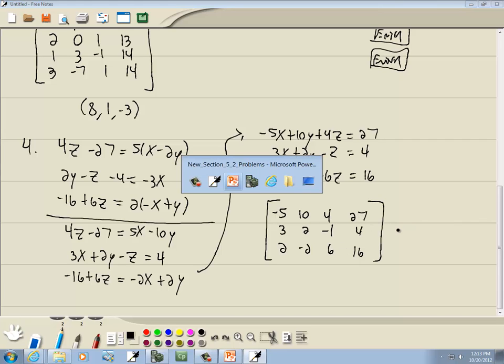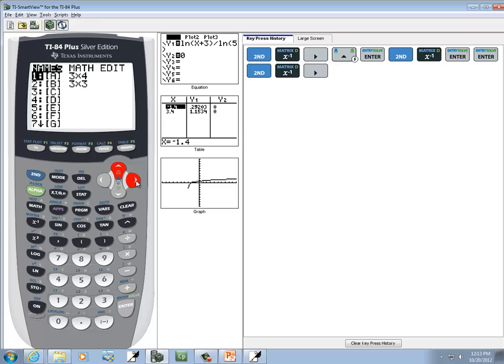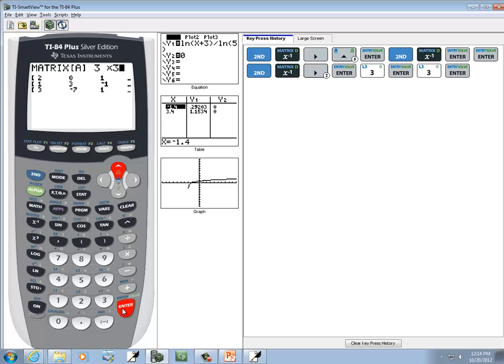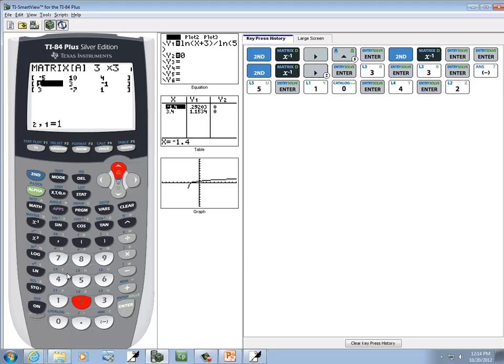So let's go ahead and put this in. Second, x and negative 1. Right arrow over to edit. Enter on A. It's a 3 by 4, so do 3 enter, 4 enter. Negative 5, enter. 10, enter. 4, enter. 27, enter.